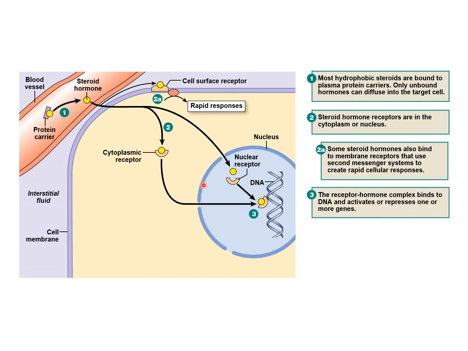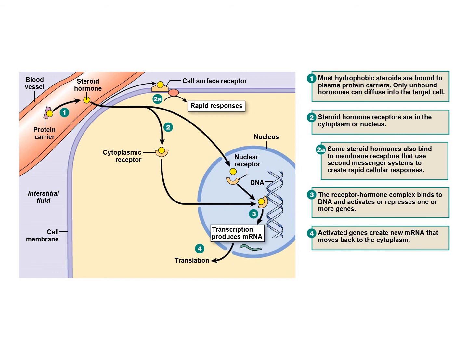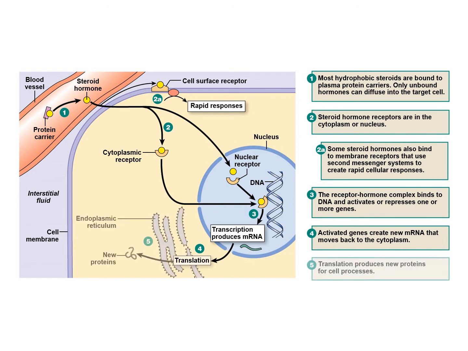If it's a cytoplasmic or nuclear receptor, you can almost bet money that it's going to lead to some genetic response, some change in protein expression. So changes in mRNA abundance lead to changes in protein down the line. Upregulation, downregulation.